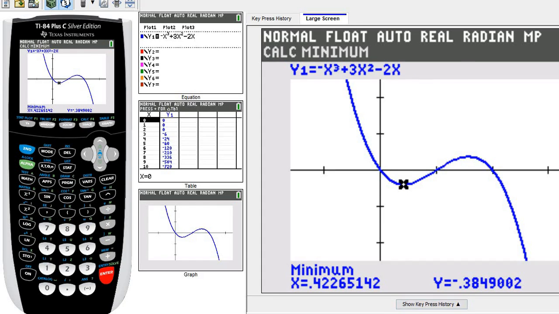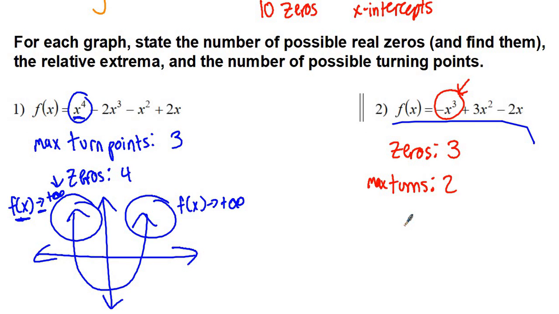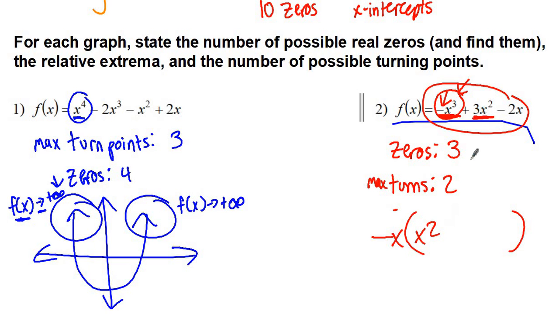I just want to show you that those 3 zeros we got, we could have actually done this by factoring. So here's how we would have done that. Let's take this and factor out a negative x, negative because of that. So we'll pull out a negative x. This thing divided by negative x would be x squared. This divided by negative x would be negative 3x. This divided by negative x would be positive 2.